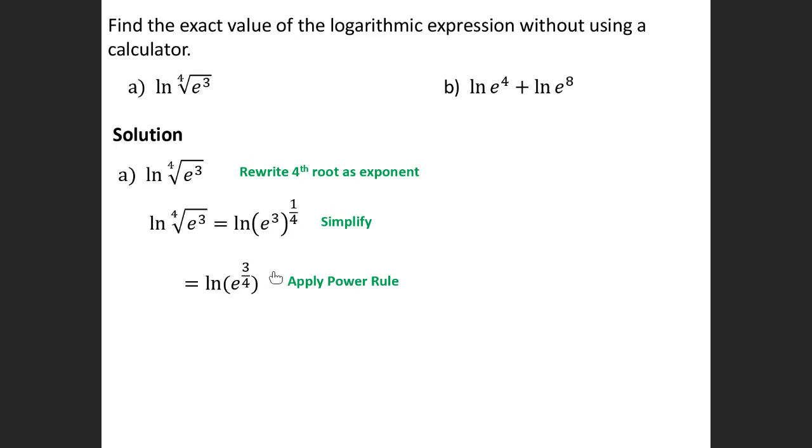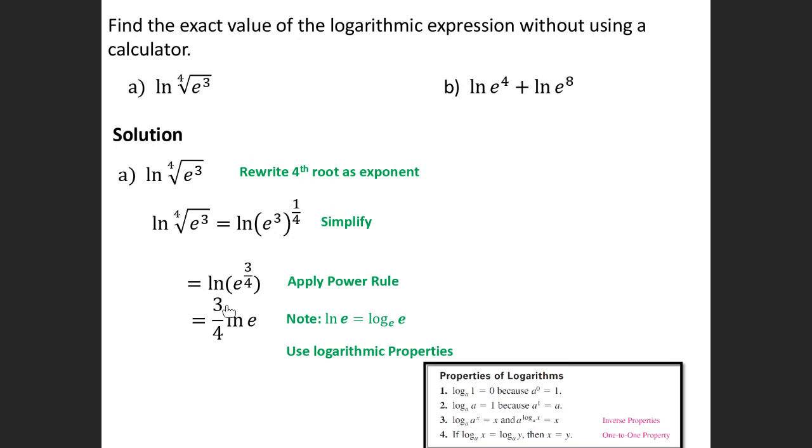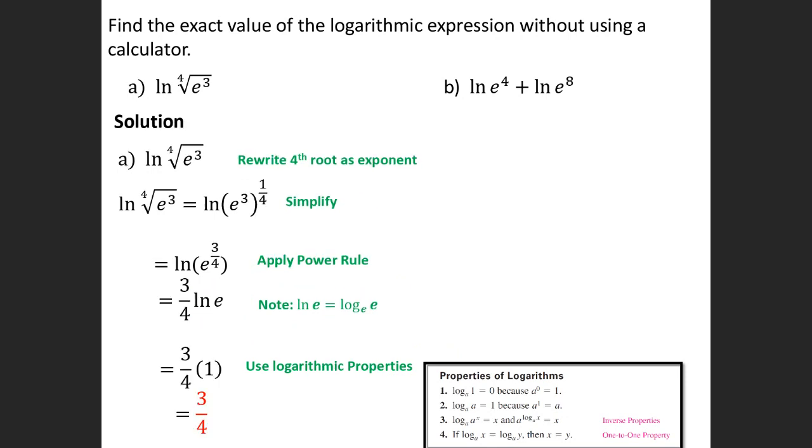And now we can use the power rule. So we're going to take the 3/4 to the front. And so we have 3/4 natural log of e. And just remember from last time, natural log of e is the same as log of base e of e. And so since these are the same, this whole thing would be equal to 1. So anytime you see natural log of e, that is just going to be 1. So this right here is always 1. And the reason being that we can use property number 2 because they have the same base here. And so if we replace it with the 1, then our answer would be 3/4.